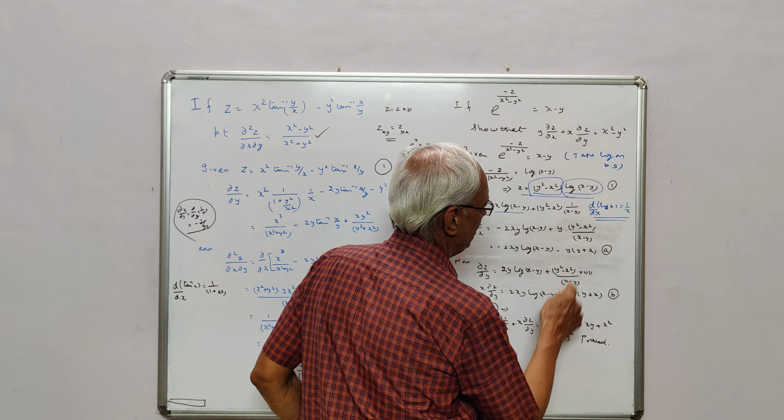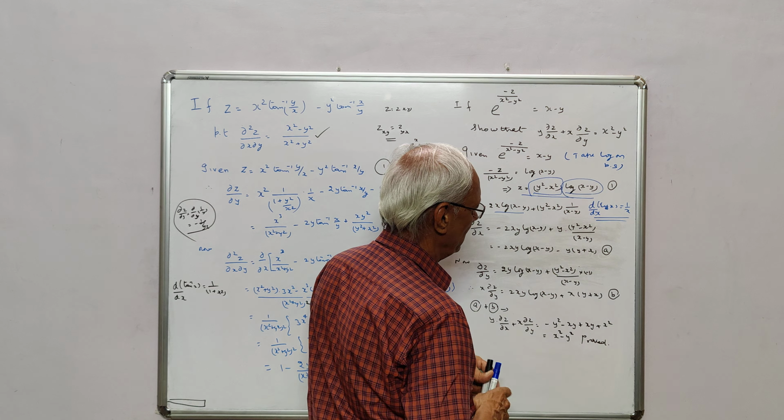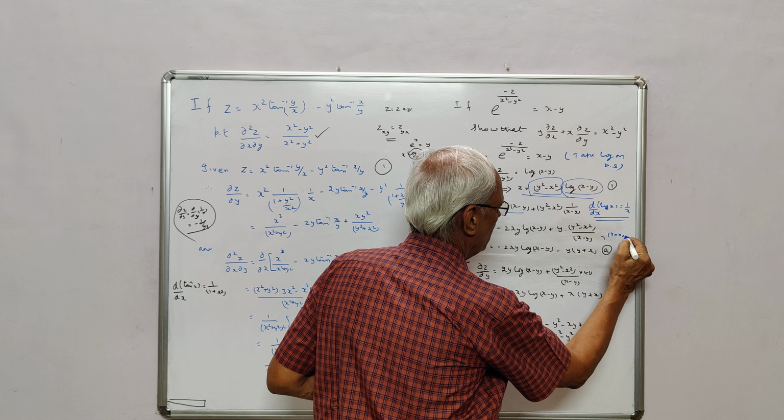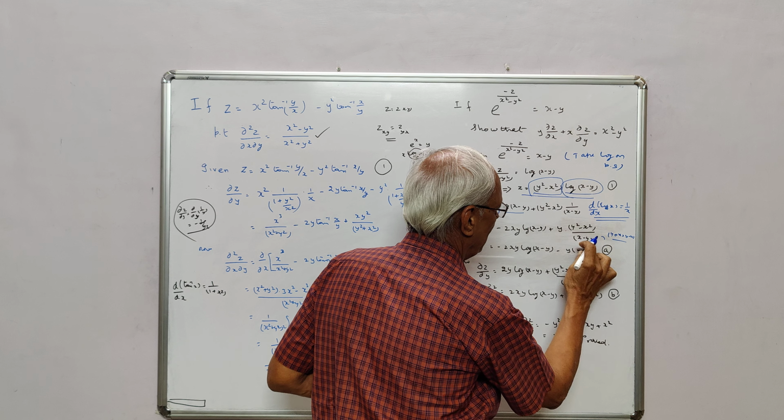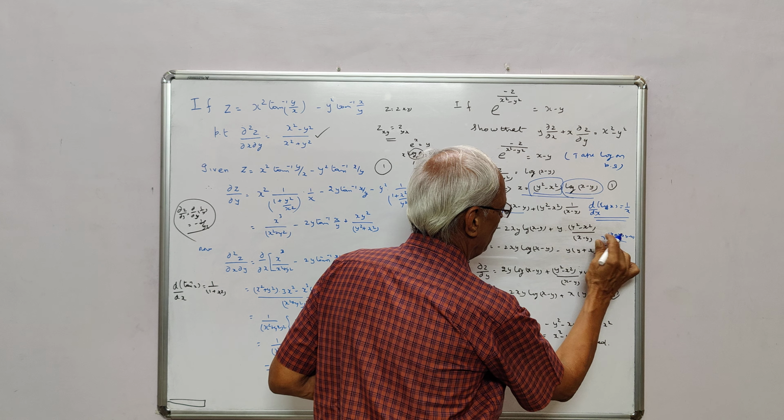Here, what I do is: this is nothing but y plus x into y minus x. I take this minus sign outside, so minus of y minus x. These two will go off, giving you minus y plus x.